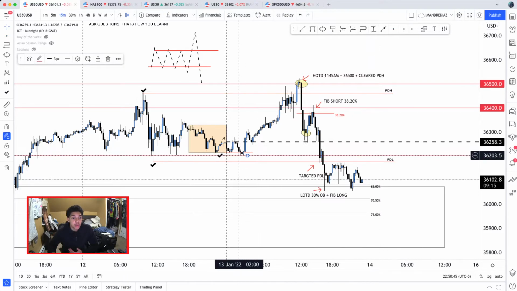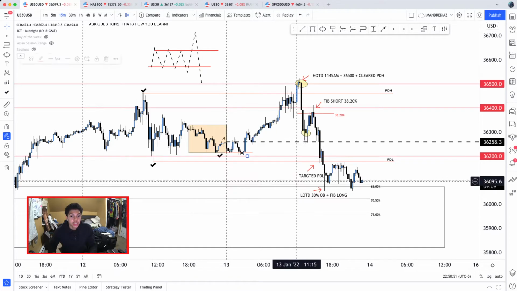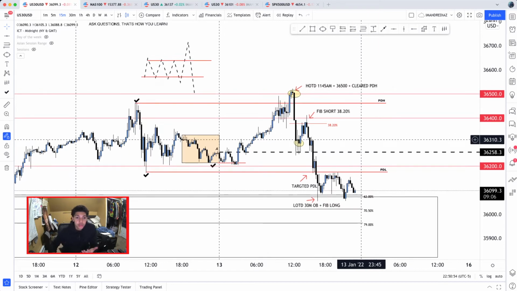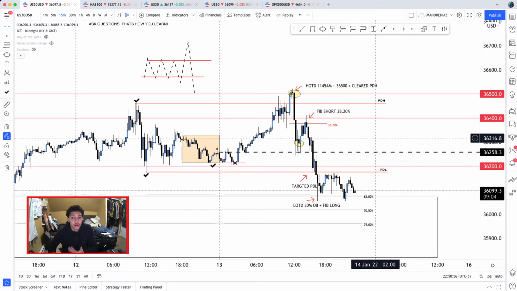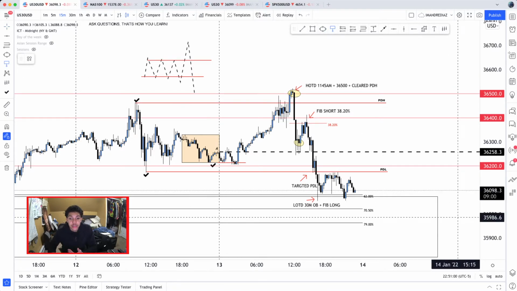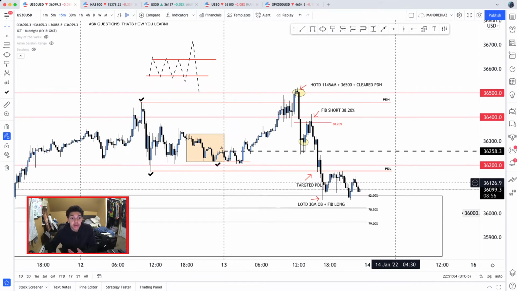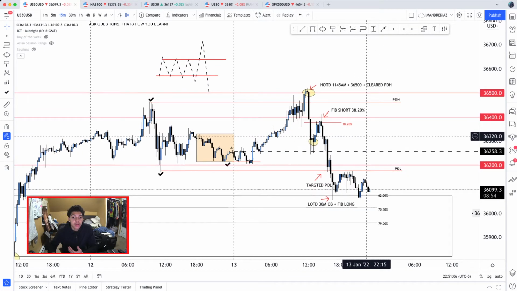The last thing I'm going to put, we also have this 36,200 level that also got targeted. It got traded through, but overall, this could have been something you could have looked to potentially target from this area. You could have looked to potentially scale out here. And overall, in my opinion, I would have been at least looking to target 36,000 all the way down here. But as you can see, price didn't come there. Maybe tomorrow it'll come there, but as of right now, it did not target it.